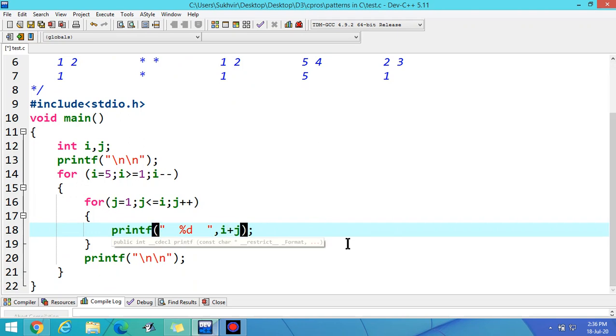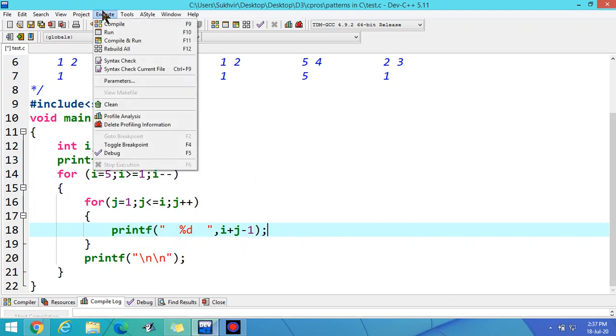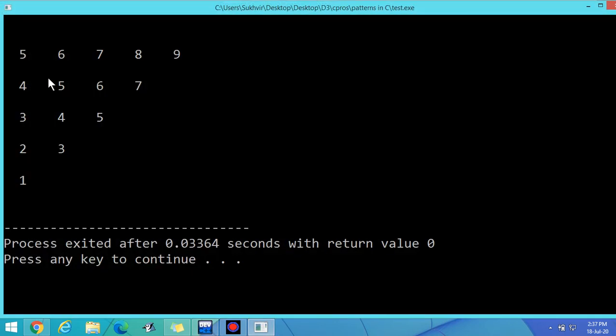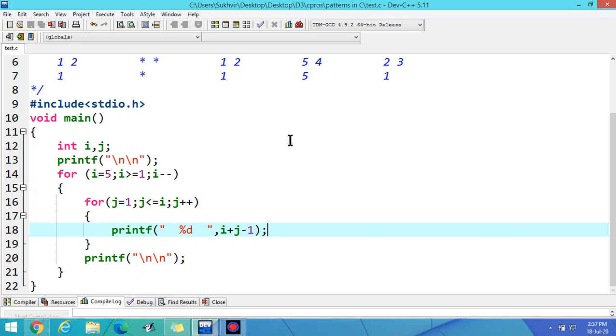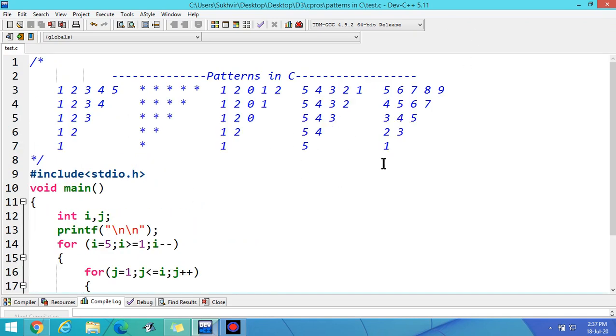You can design your own patterns depending upon this. 5, 6, 7, 8, 9, 4, 5, 6, 7, 3, 4, 5, 2, 3, and 1. Basically, these are the numbers in reverse order: 1, 2, 3, then 3, 4, 5, 4, 5, 6, 7, 5, 6, 7, 8, 9. You can print accordingly as per the requirement of the programmer. Thanks for watching my video.